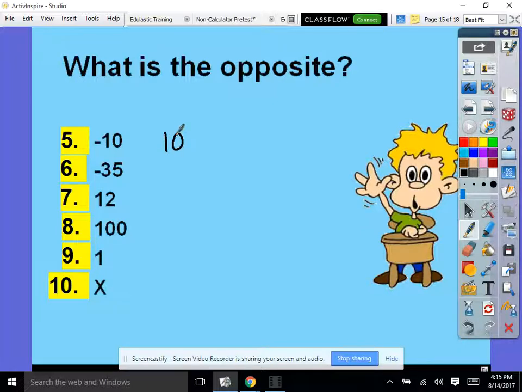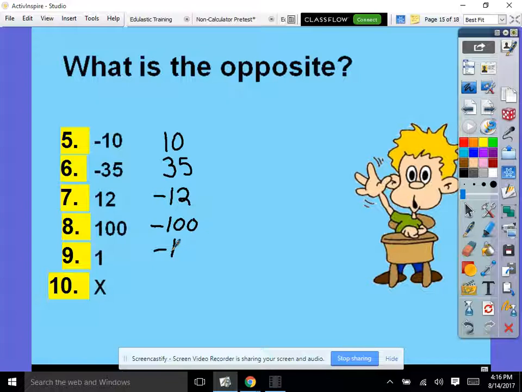Now with a positive number, we do not have to put the sign in front of it. The opposite of -35 is +35. The opposite of, is this positive or negative? Since there's no sign, +12, the opposite would be -12. The opposite of +100 would be -100. The opposite of 1 would be -1.